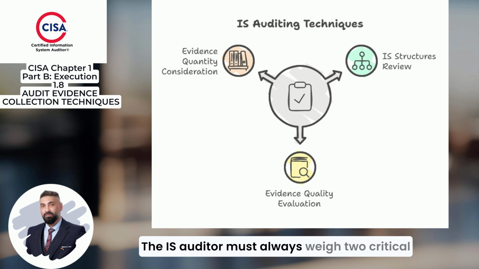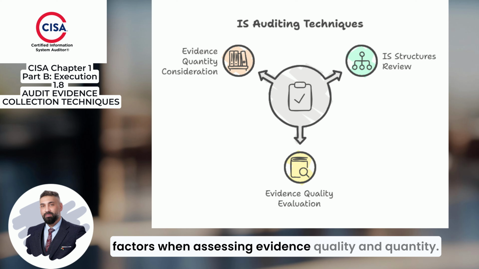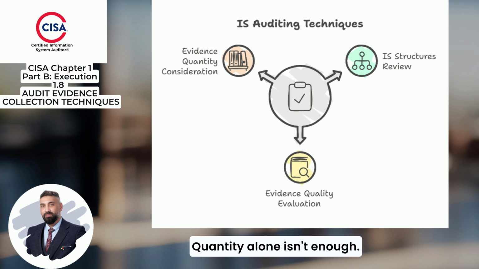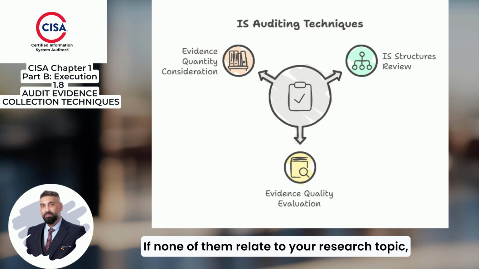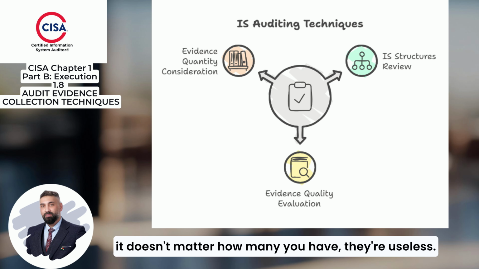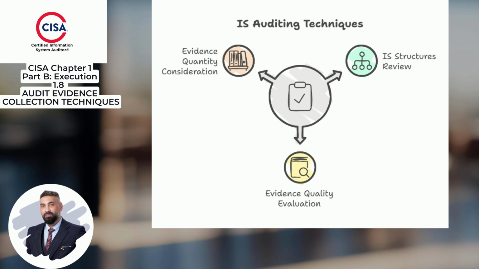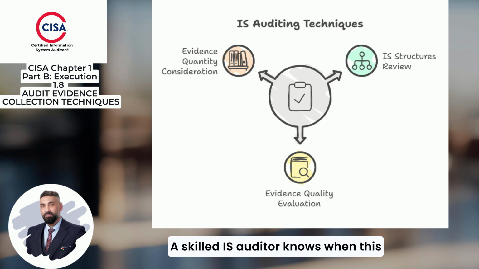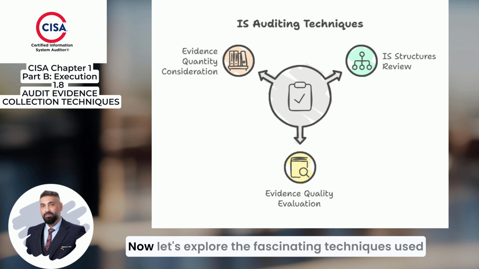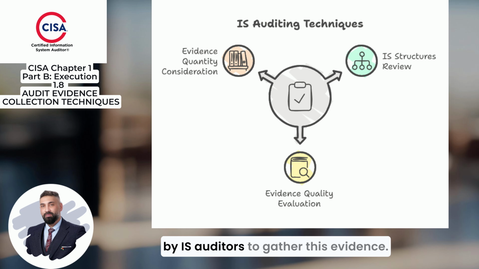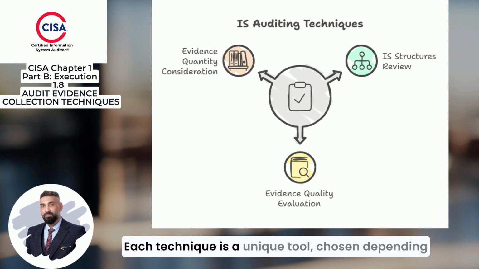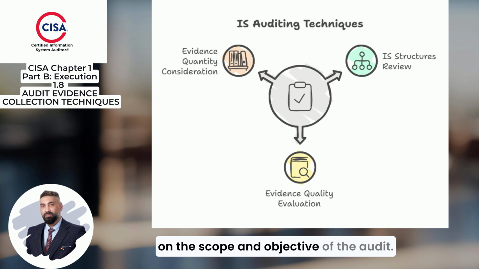The IS auditor must always weigh two critical factors when assessing evidence: quality and quantity. Quantity alone isn't enough. Imagine filling a library with hundreds of random books. If none of them relate to your research topic, it doesn't matter how many you have. They're useless. The same applies to audit evidence. It needs to be competent, meaning valid and relevant, and there needs to be enough of it to make a sound judgment. A skilled IS auditor knows when this balance has been achieved, often relying on a mix of experience and intuition. Now let's explore the fascinating techniques used by IS auditors to gather this evidence. Each technique is a unique tool, chosen depending on the scope and objective of the audit.